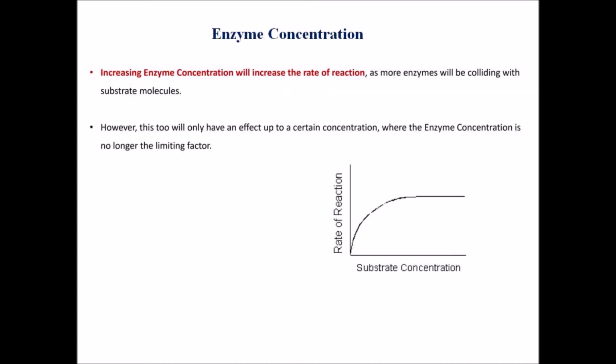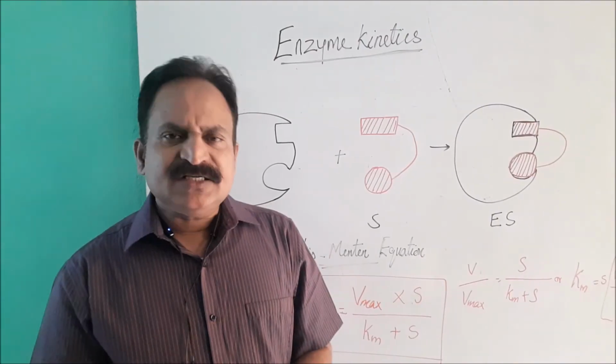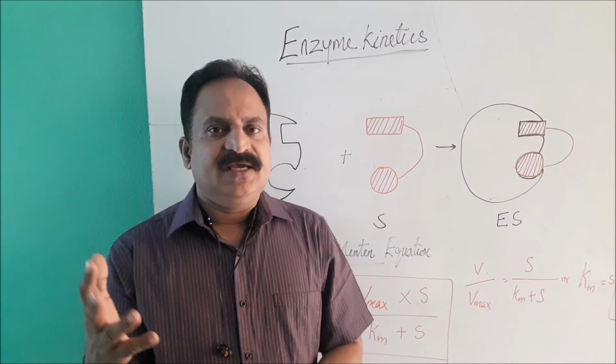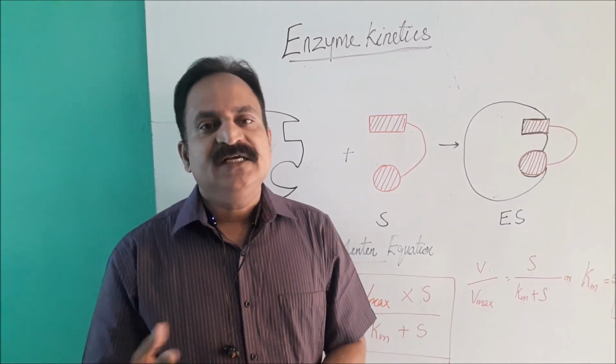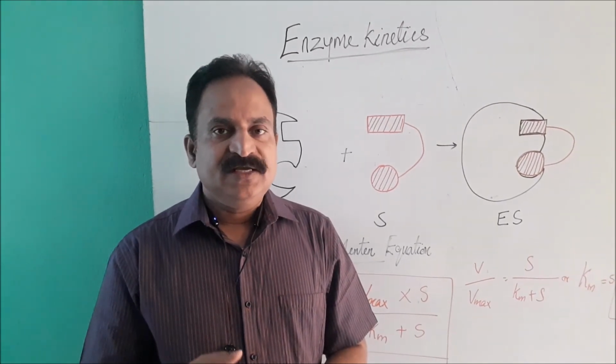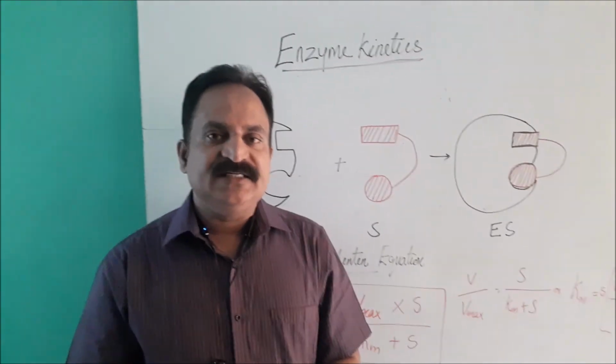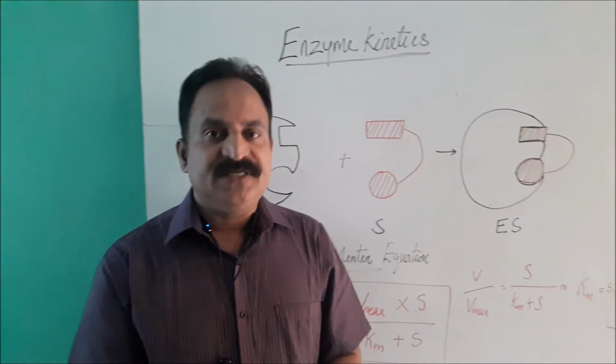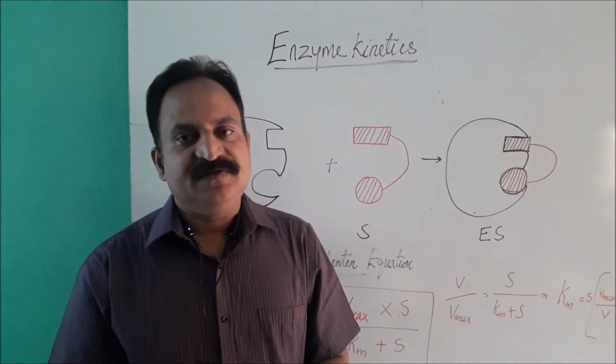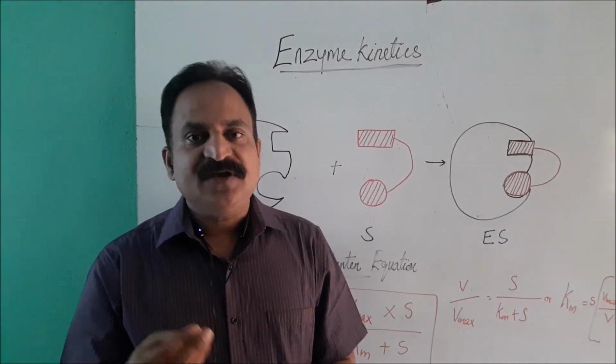Here is a diagrammatic representation of enzyme concentration against rate of reaction. Increasing enzyme concentration will also increase the rate of a reaction, as more enzymes will be colliding with the substrate molecules. Next, enzyme activity may be inhibited by different substances. There are different types of enzymatic inhibition, like competitive inhibition, non-competitive inhibition and uncompetitive inhibition.